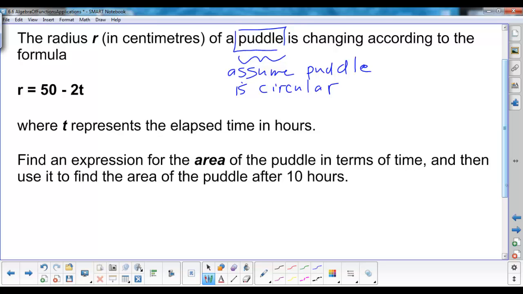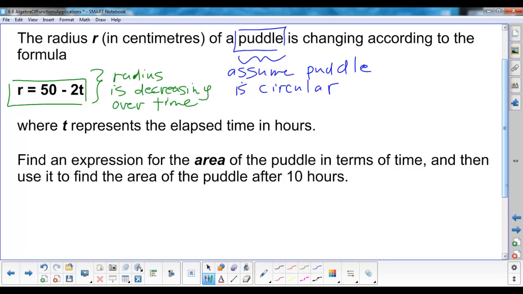So we do know one other thing. This would make sense: the puddle would get smaller unless it was raining. If, let's say, the weather gets nice and it's getting hot outside, the puddle will get smaller over time. The one thing we would need to do right off the bat is picture how I'm going to come up with an expression for the area of the puddle. Regardless of whether it's in terms of time or not to start with, we need to know how to find the area of the puddle.